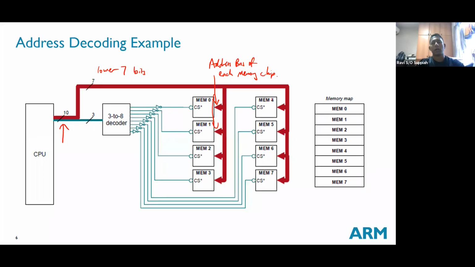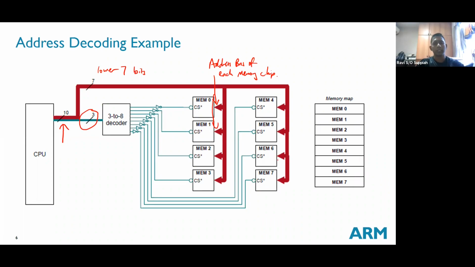Now, definitely I cannot activate all the memory chips at the same time, because then all of them will try to communicate on the single bus, and you will get garbage. You won't be able to decode anything. So at any point of time, I should only activate one particular memory device. To activate only one particular memory device, I will use the upper 3 bits.